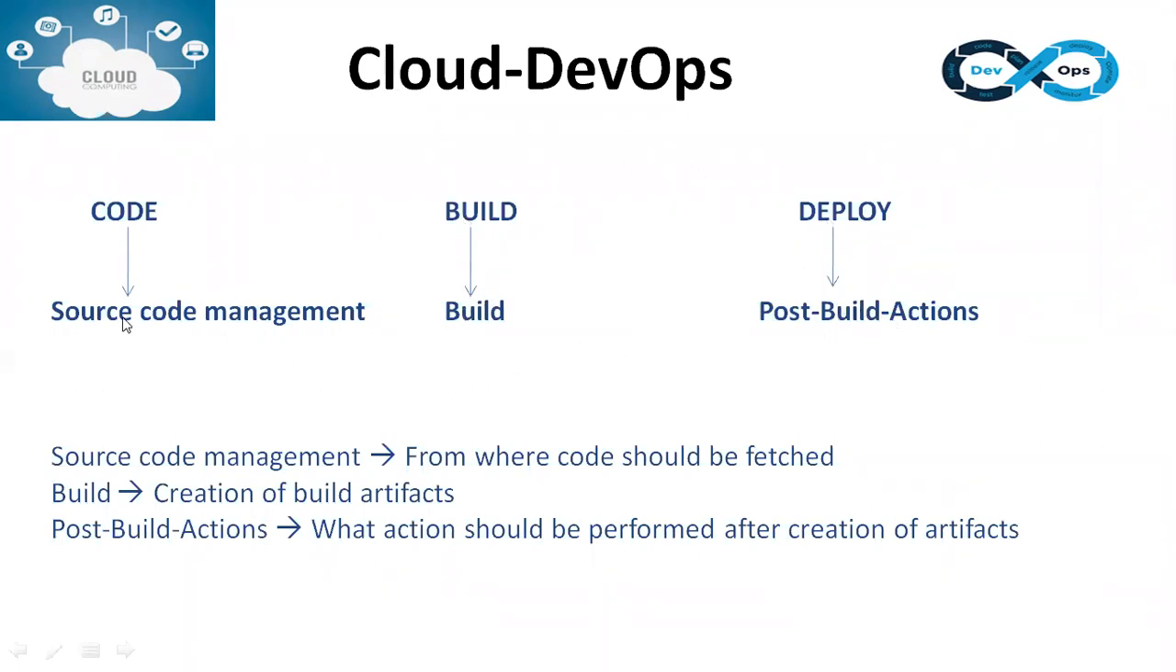So source code management is where we put our developed code. From there we need to fetch that information and pass it to Jenkins. Build means creation of build artifacts. We have seen using Maven, we have created jar files and war files. And in the post build actions, we can either deploy to Tomcat or JBoss, or we can simply store in Nexus or Artifactory. That all depends on us. So using the same Jenkins, we can automate the manual activities we have done previously.